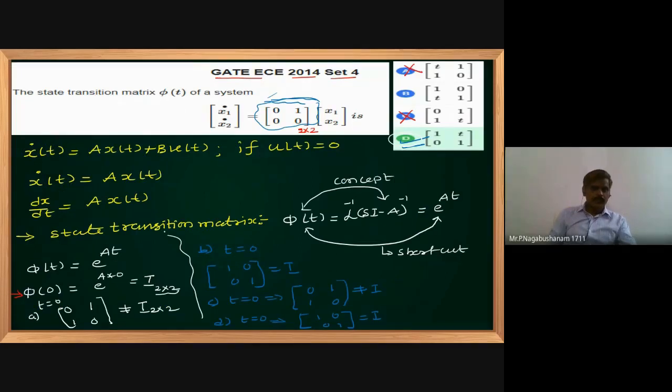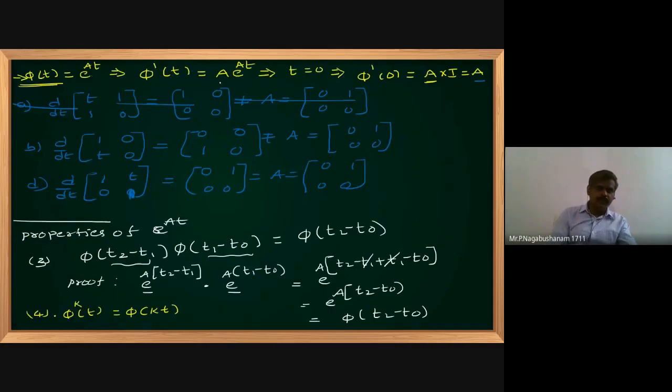So you know how to apply the properties. First, we can put t equal to 0. Then among the 4 multiple choices, we can eliminate 2. Then among the remaining 2, if you want to confirm, you can use the second property. The second property is phi dash of t is equal to A into e power at. Then replace t equal to 0. Then phi dash of 0 equals the A matrix. 100% it is the A matrix.